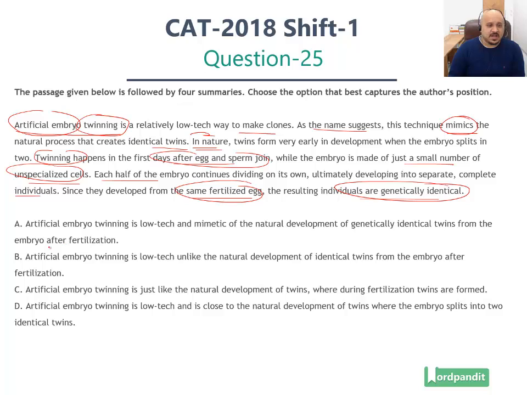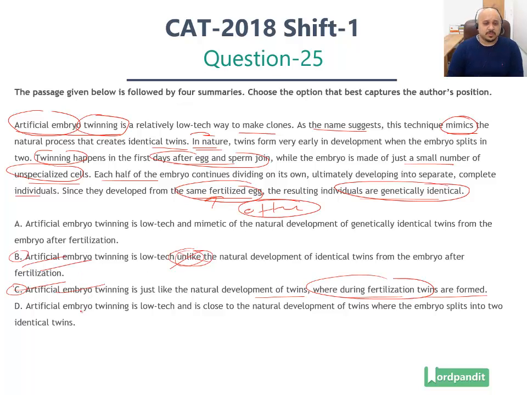Now, two options that we eliminate immediately are B and C. Why do we eliminate them immediately? Look at option number B. Artificial embryo twinning is low tech, unlike the natural development of identical twins. This is wrong. The process is like the natural development, not unlike, ruled out. Option number C, artificial embryo twinning is just like the natural development of twins, where during fertilization twins are formed. Twins are not formed during fertilization, they are formed after fertilization, right? So option number C is also ruled out, B is also ruled out.